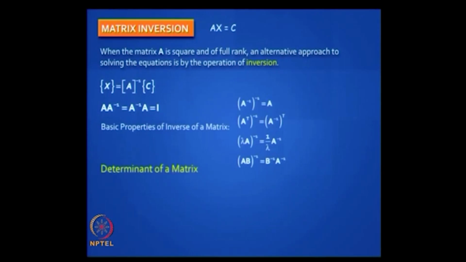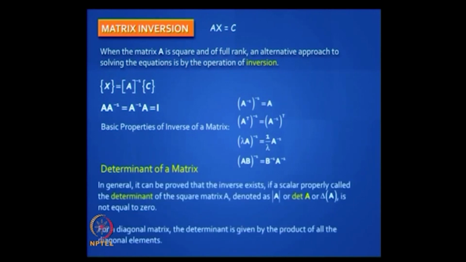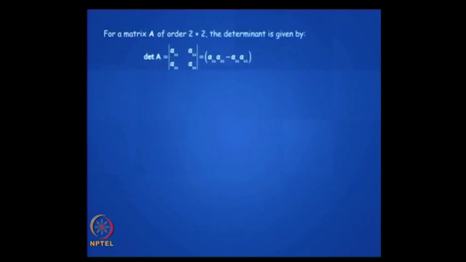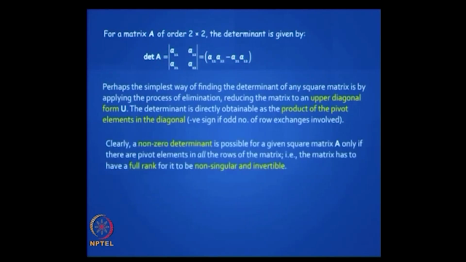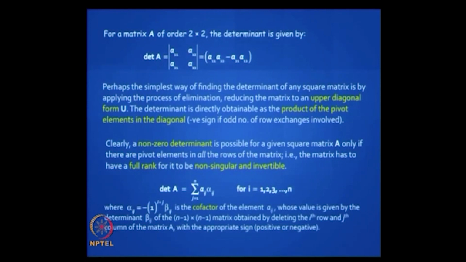What's the determinant of a matrix? Why do you need to know it? Yeah, whether it's invertible. In general it can be proved that the inverse exists if a scalar property called the determinant of the square matrix, denoted A with those vertical lines, or det A or delta A, is not equal to 0. For a diagonal matrix, the determinant is given by the product of all the diagonal elements. You know that? That's an easy way to find out. So I think you're familiar with finding determinants, so we won't spend too much time on this.